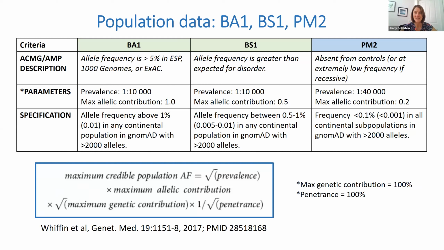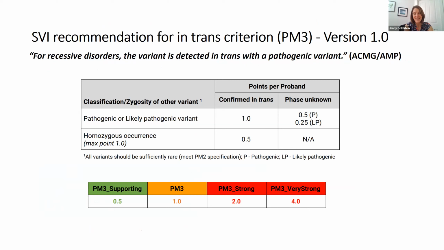But I think that's another question that VCEPs are dealing with as well. So as I mentioned, our case counting code is PM3, which I'm sure everyone who's looking at recessive disorders is using. So we follow the SVI recommendations and the point system, which I find is super helpful, really nice just to have this points system.